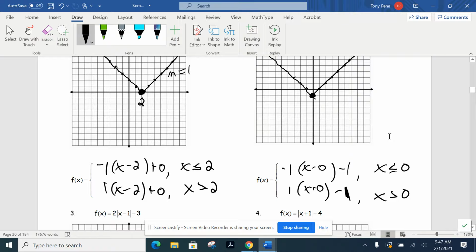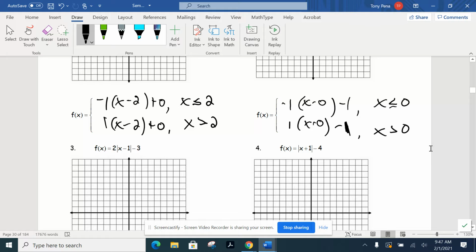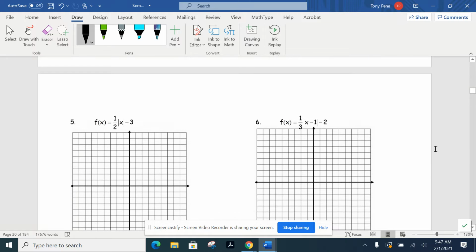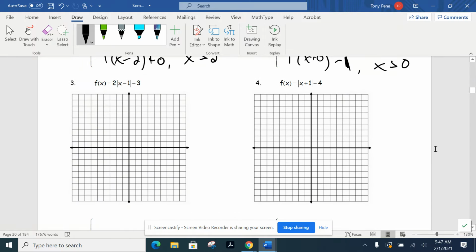All right. All right, so let me see here. What we got? Yeah, let's do one more. Let's do one with a slope of 2. So number 3.